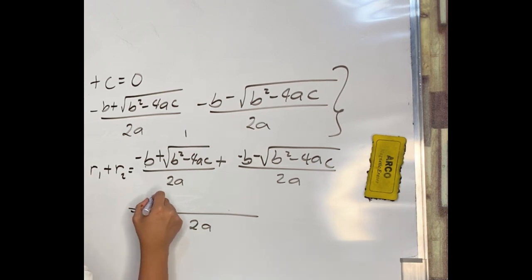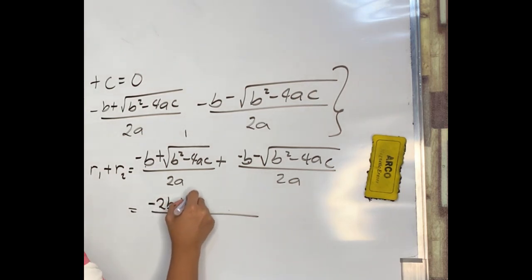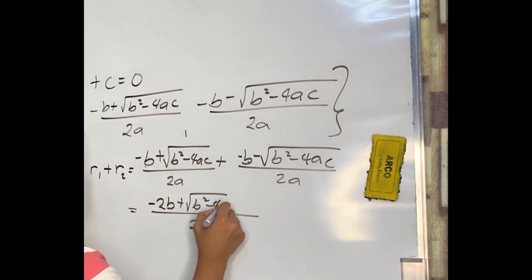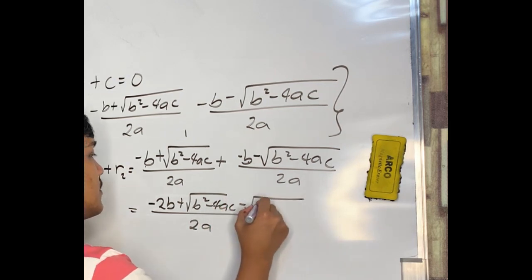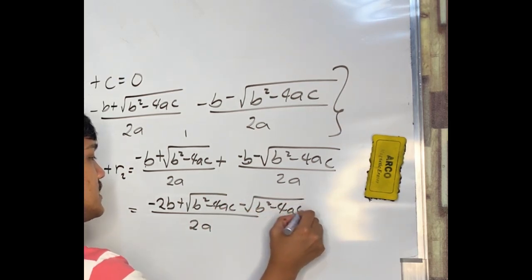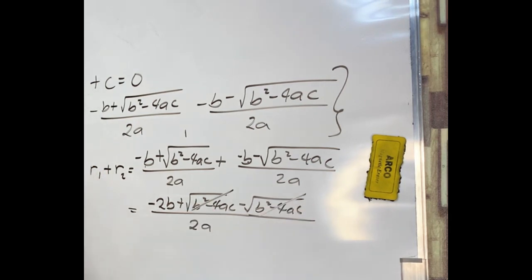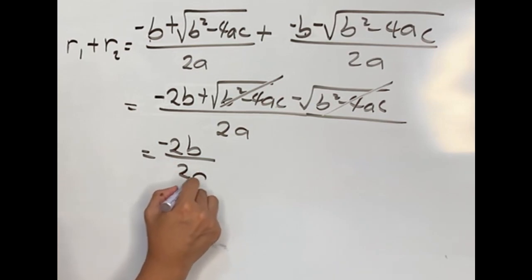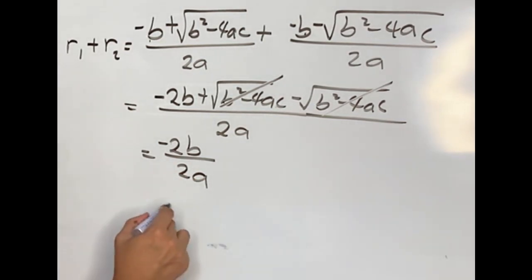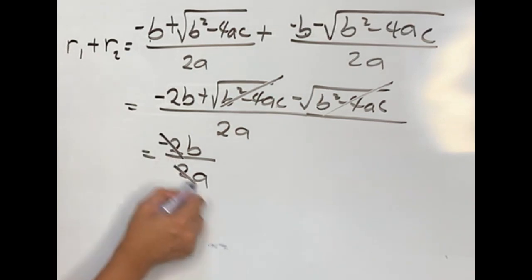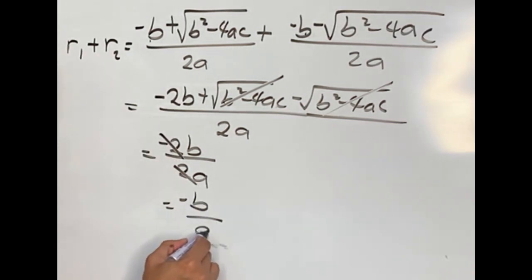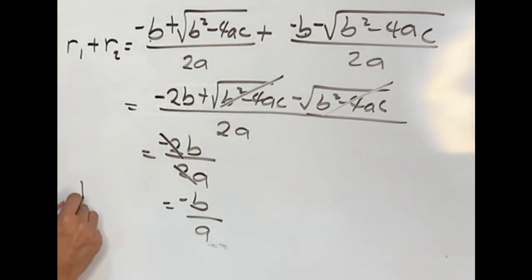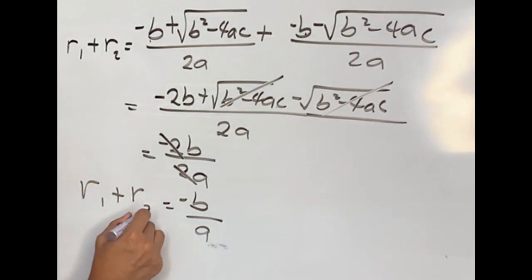negative b plus negative b, you have negative 2b, plus the square root of b squared minus 4ac minus the square root of b squared minus 4ac, that is equal to 0. And the result will be negative 2b over 2a. Reducing the given, we will be leading to negative b over a. Therefore, the sum of the roots r sub 1 plus r sub 2 is just negative b over a.